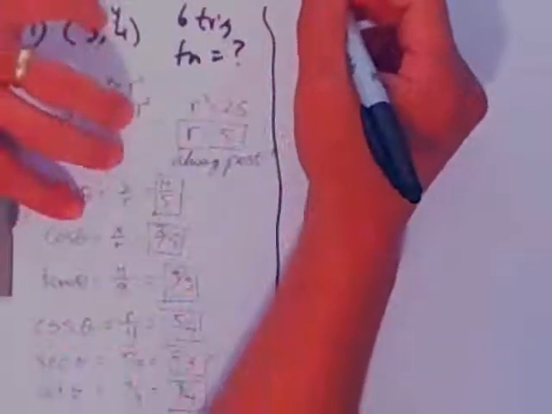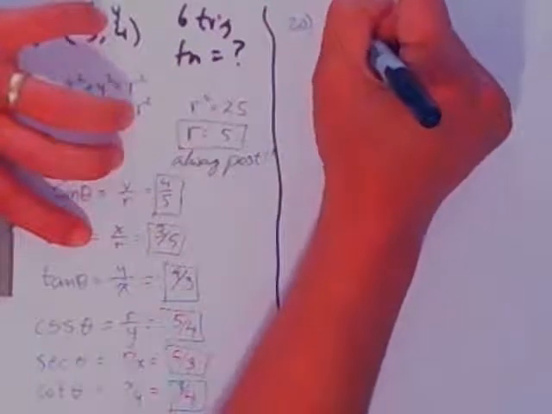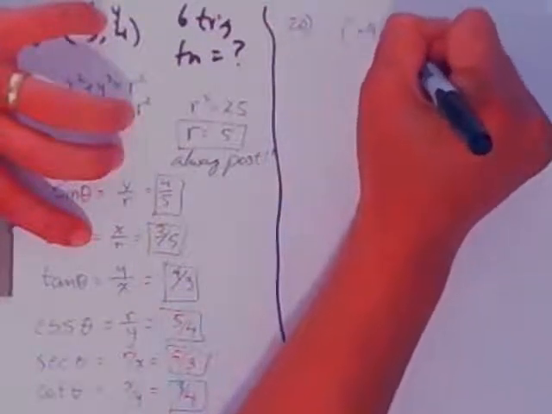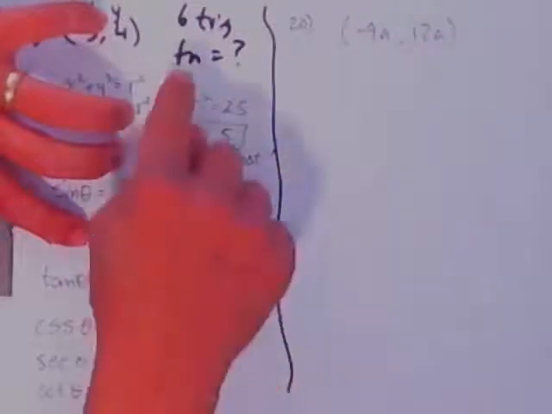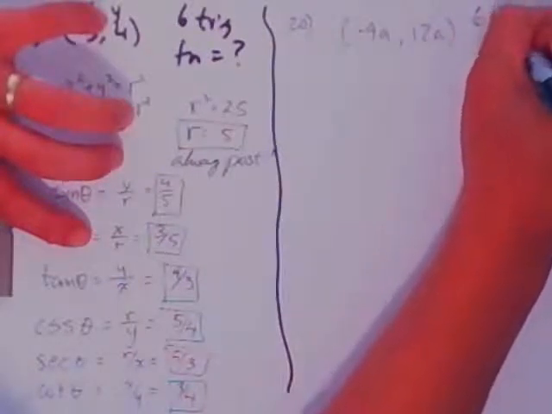Let's do number 19. 19 is a really good one. Or 20. You have the coordinate negative 9a, 12a. Okay? So first thing, we're going to find all 6 trigonometric functions. All 6 trig functions.